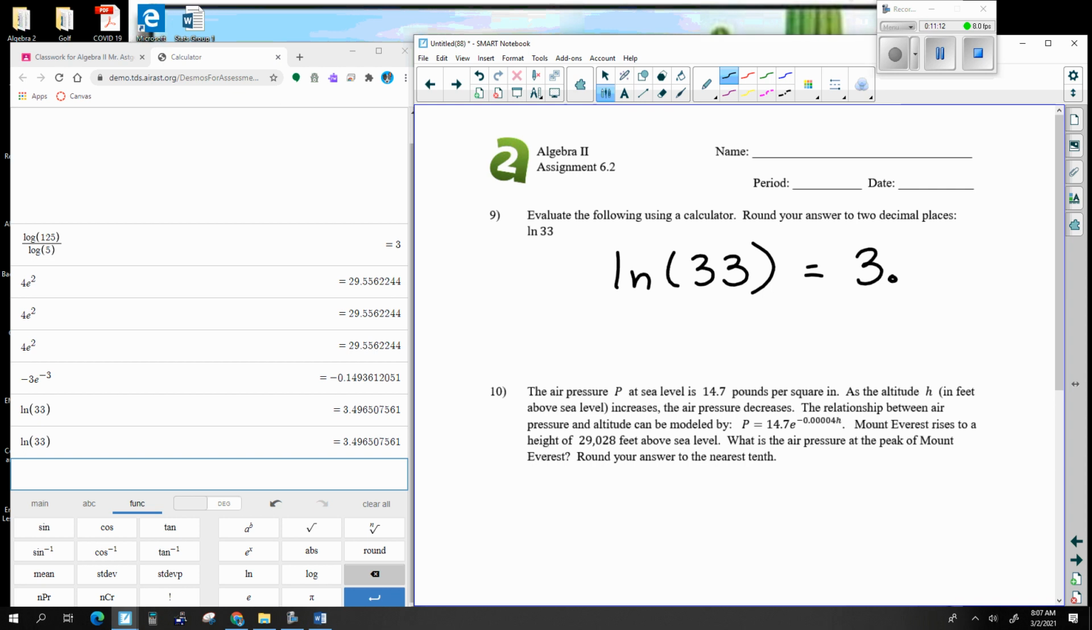3.4965, et cetera, et cetera, et cetera. Rounding this to 2 decimal places. Okay, the 6 does round, so that's like adding a 1 to the very end there. So if I add a 1, that turns into 50.